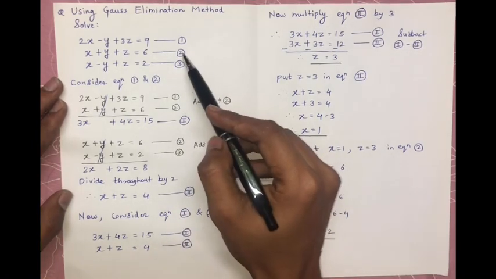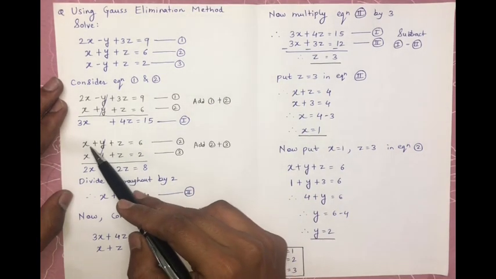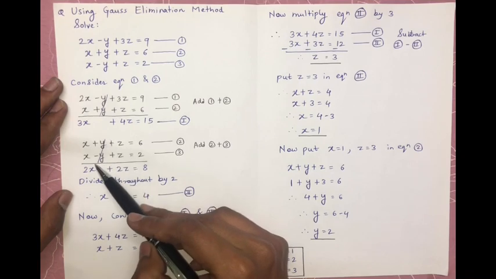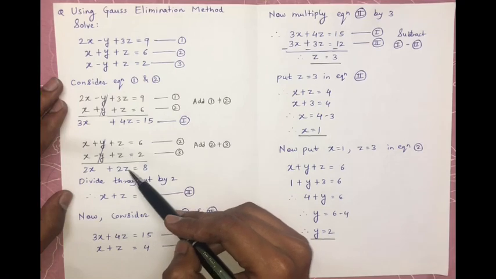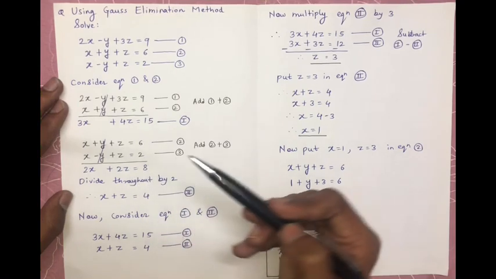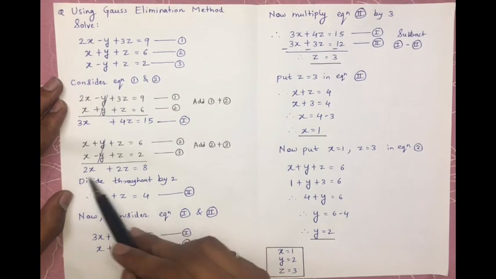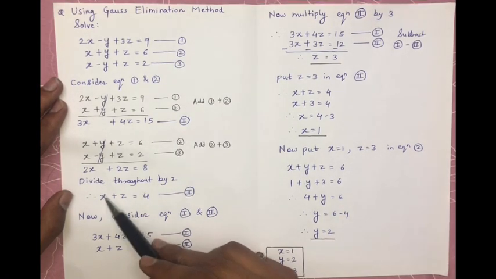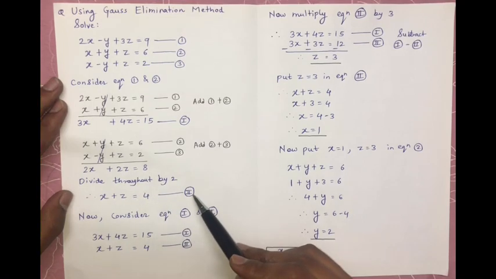Then I will be taking the second equation and third equation and I will do the same procedure. x plus x is 2x. y and minus y will be eliminated since I will be adding both these equations. z plus z will become 2z and 6 plus 2 will become 8. So here the coefficients of x, z and the constant are even numbers, so I'll be dividing throughout the equation by 2. So this is x, this is z and this is 4 after division.